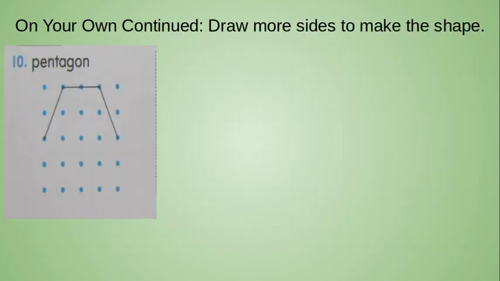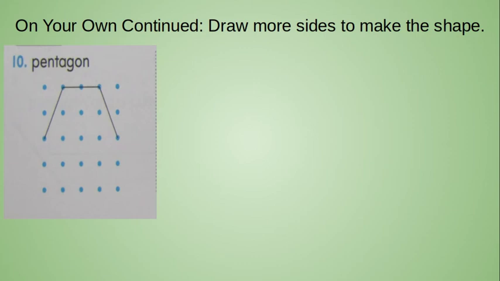Let's take a look at the bottom of the on your own section. It says we need to draw more sides to make the shape. Well, the first shape they wanted us to draw is a pentagon. And I know, or I can look back at my model and draw if I don't, or my share and show, and I know that a pentagon has 5 sides. This shape only has 3 sides right now, which means I need to add 2 more sides. So I don't want to close the shape right away.